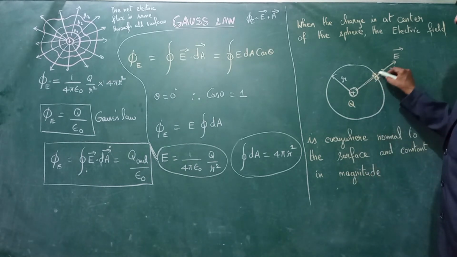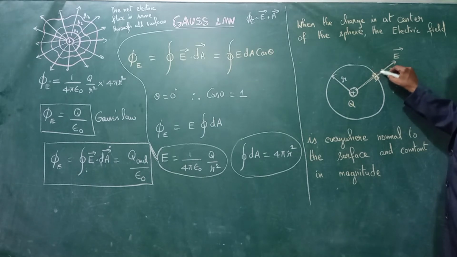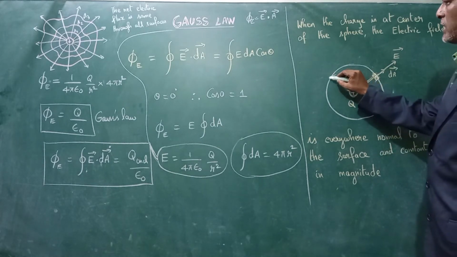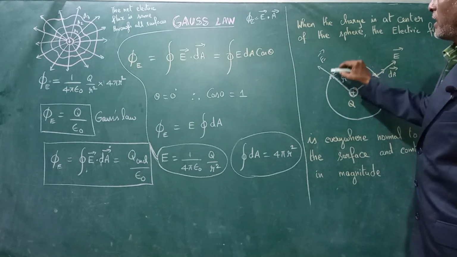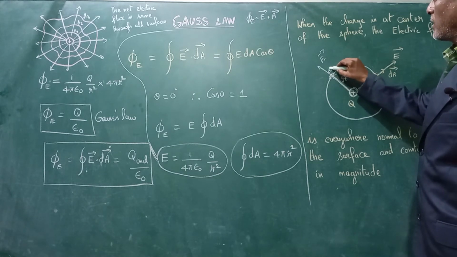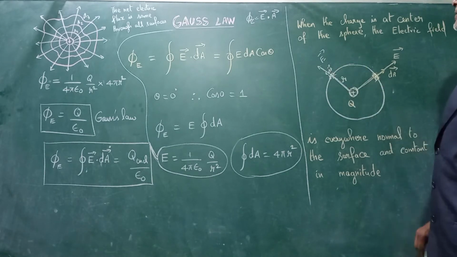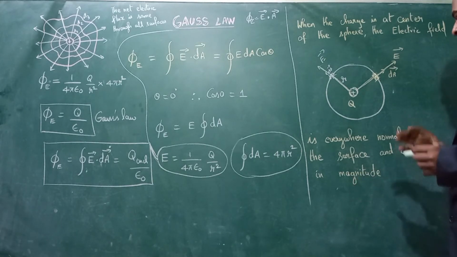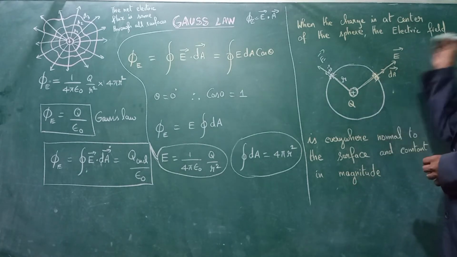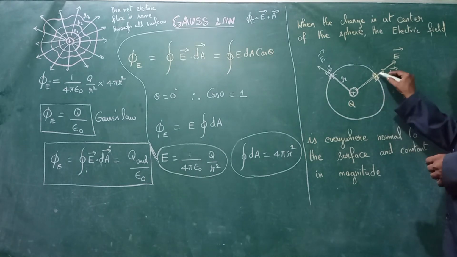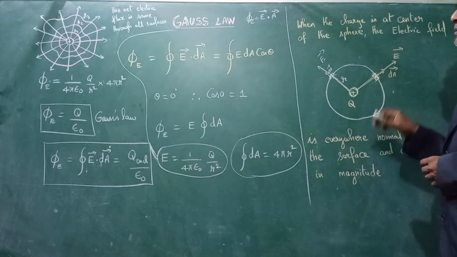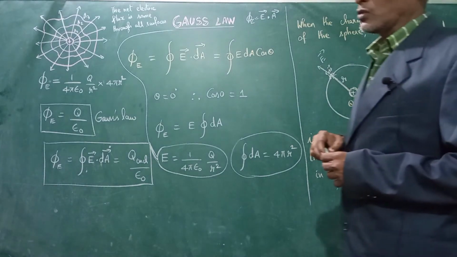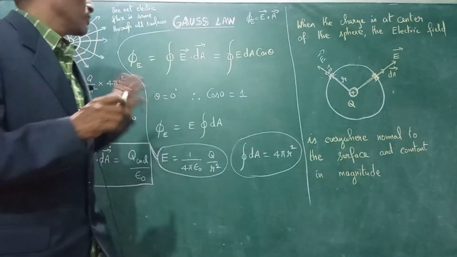That is, if you draw a tangent at this point, this will be normal. Now if you consider a small area at this point, the electric field will go like this, and the small area dA vector will go like this. Everywhere the magnitude will be constant, and it will be radially outward. So for this point, if you consider dA, it is E vector dot dA vector. If you consider the whole sphere, then you have to integrate over the closed surface. So that's what we have written here.